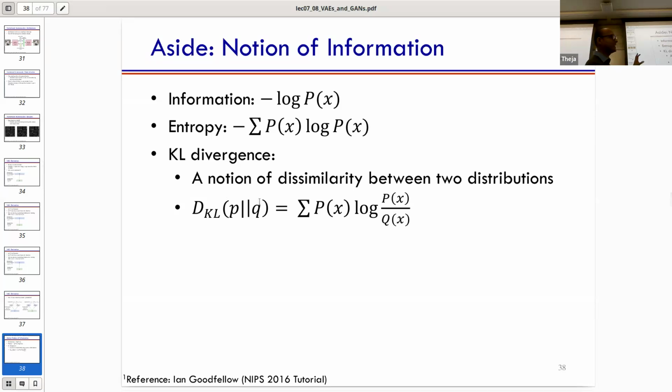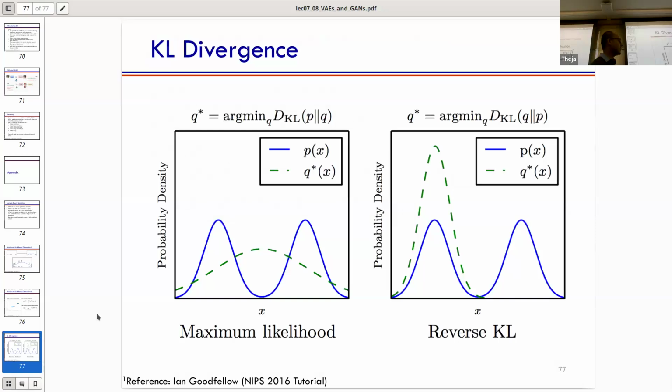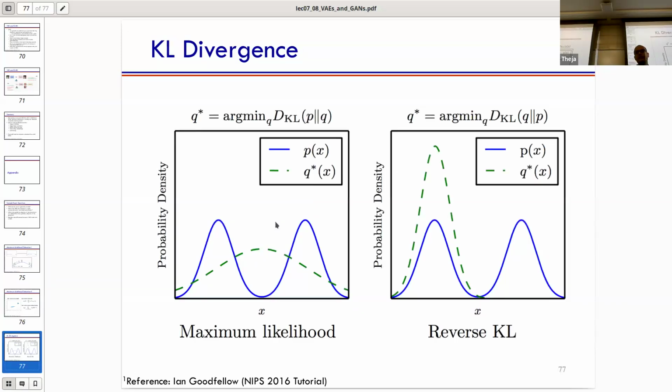The reason why I introduced this as an aside, or back to the basics, is because this term is going to be part of your objective function later on. This type of term will be part of the objective function. So actually, let me show a picture. Here's an example in one dimension. The difference between the figures is subtle. Before understanding the difference between the figures, let's focus on one of the figures, the left side figure.